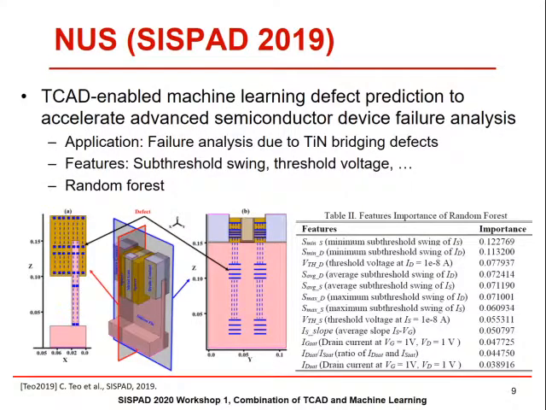The first one is from the National University of Singapore. In this paper, the application field is failure analysis. More specifically, the failure due to tin nitride breaching defects is analyzed. First, the TCAD simulation is performed for a structure with a breaching defect to generate the IV curve. The goal is to estimate the position of the breaching defect from a given IV curve. Some features such as the subthreshold swing and the threshold voltage are used in the supervised learning algorithm based on the random forest.